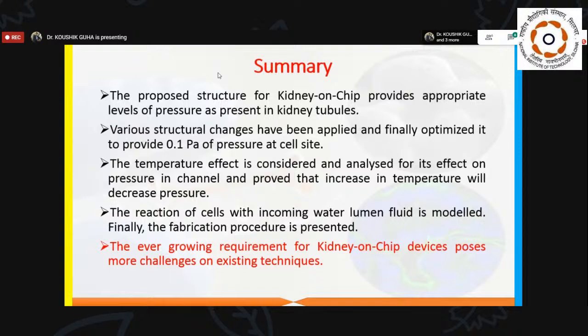So the proposed structure for kidney on chip provides the appropriate levels of pressure as present in kidney tubules. We have seen that various structural changes have been applied and finally optimized it to provide 0.1 pascal of pressure, because after the study we saw that the pressure applied at the cell site is approximately 0.1 pascal. The temperature effect is also considered, and the reaction of cells with incoming lumen fluid is also modeled. Obviously, the ever-growing requirement for kidney function devices poses more challenges on the existing techniques.